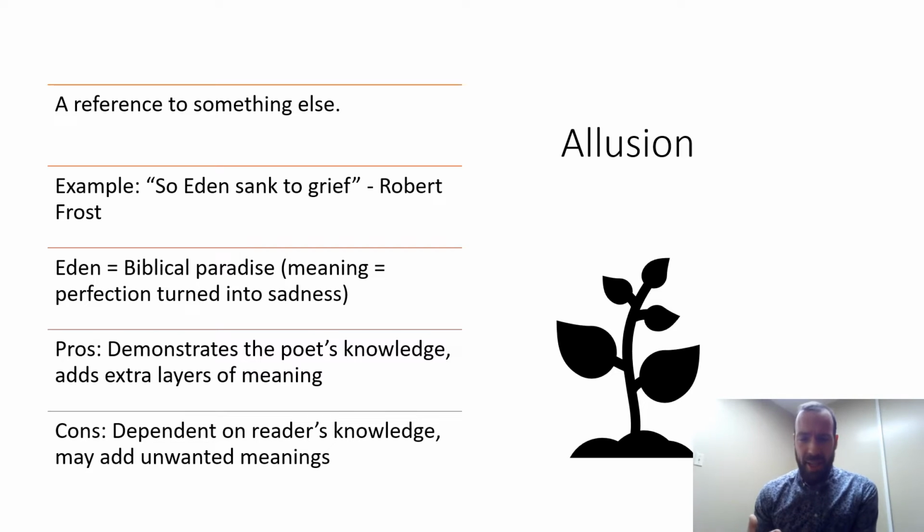Now, you're not going to really understand this line unless you get the reference. Eden is in the Bible, and it's a name for paradise. So this line is talking about how something perfect turns into sadness.